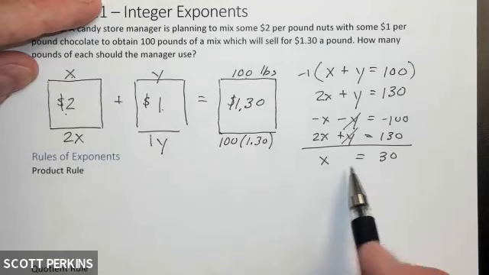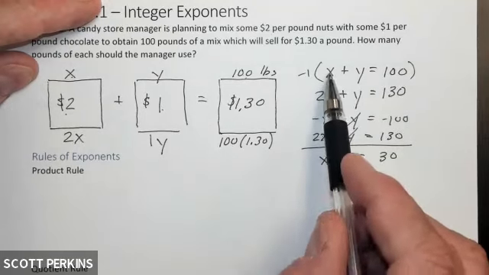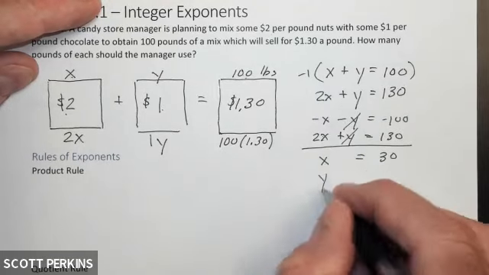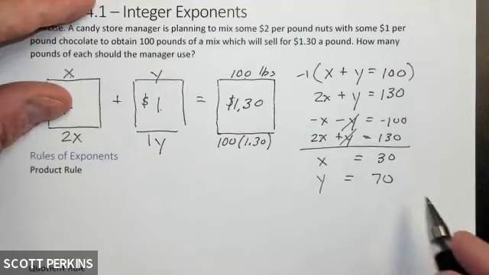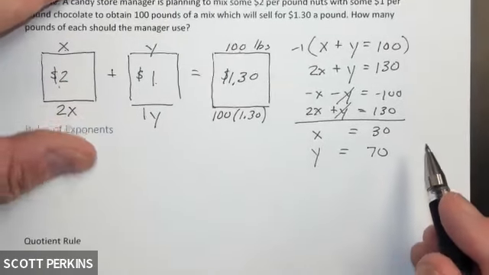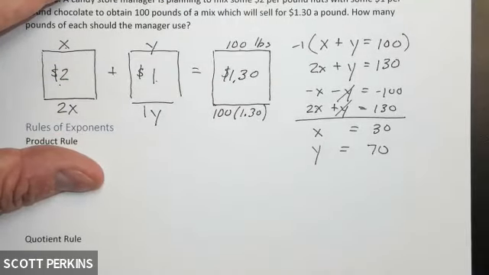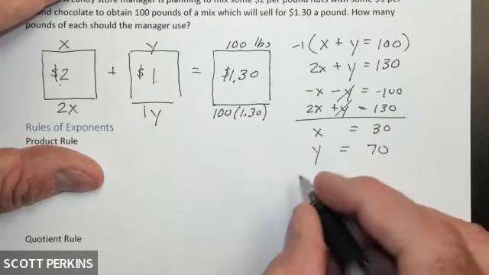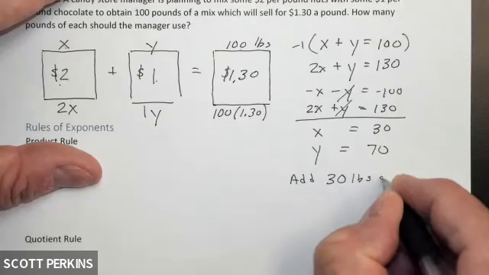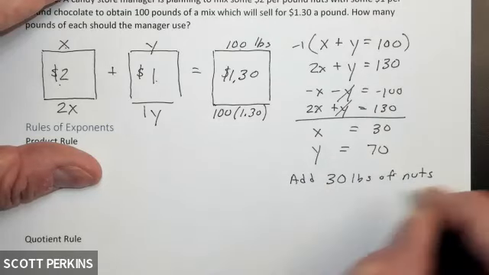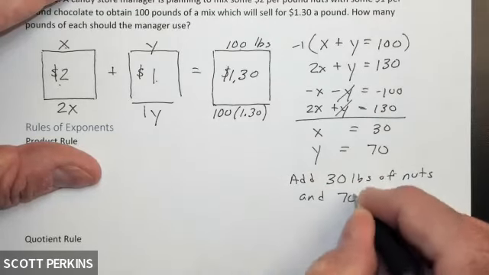And then the way I get the other thing is I know that x plus y is 100, so that's going to tell me y has to be 70 pounds. Just for space sake, I'm not going to, well, I guess I will because I don't want you to skimp on me. So we'll just state the answer here: we are going to add 30 pounds of nuts and 70 pounds of chocolate.